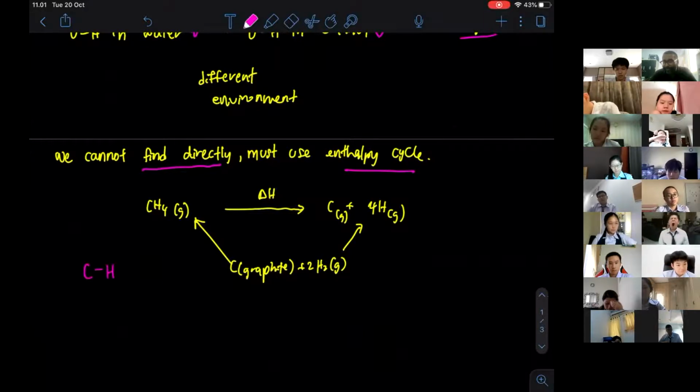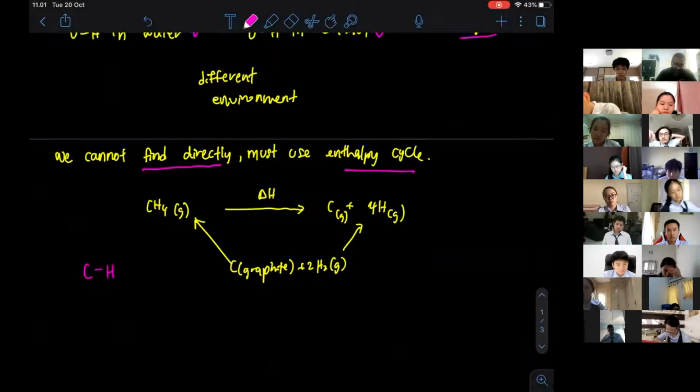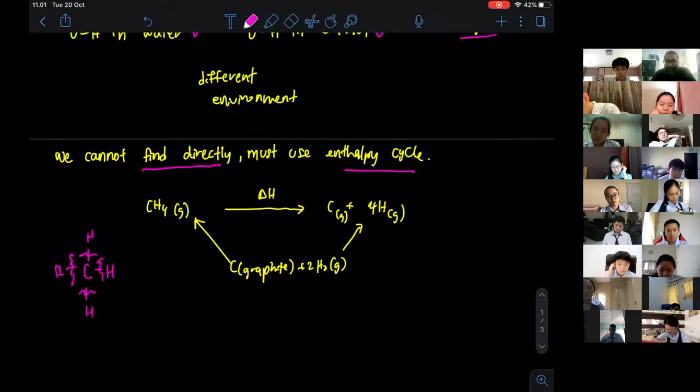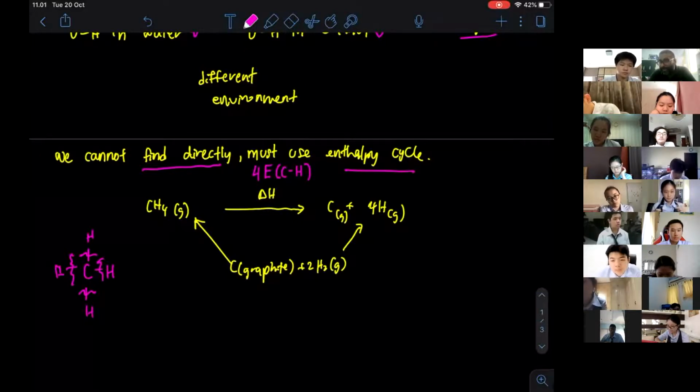I want to find out for carbon and hydrogen, what is the bond enthalpy? I know that in CH4, if I break the bond, I need to break this bond, this bond, this bond, and this bond. So that's going to be 4 times E(C-H), 4 times the bond enthalpy between carbon and hydrogen, because we have 1, 2, 3, 4.